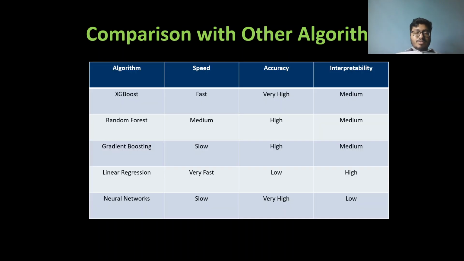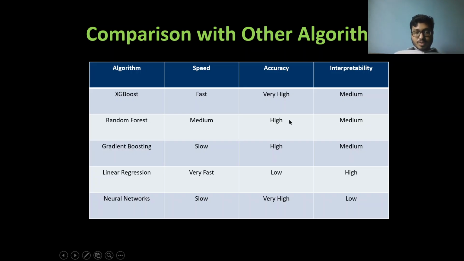Then if we compare it with other algorithms, we can see that it is better from most perspectives than random forest, gradient boosting, linear regression, and neural networks. They are good in some areas: linear regression is very fast, but it has low accuracy, and its interpretability is high. Neural network accuracy is very high, but its speed is low and interpretability is low. If we compare all of them, we can see that on average XGBoost is better than all of them.